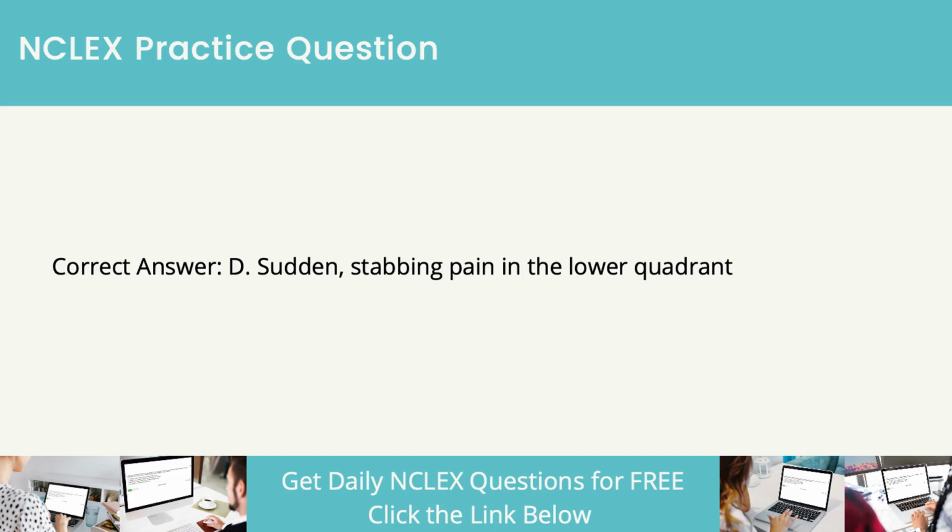The signs of an ectopic pregnancy are vague until the fallopian tube ruptures. The client will complain of sudden, stabbing pain in the lower quadrant that radiates down the leg or up into the chest. Patients presenting with vaginal bleeding would likely benefit from a pelvic exam to assess for infections as well as assess the cervical os.